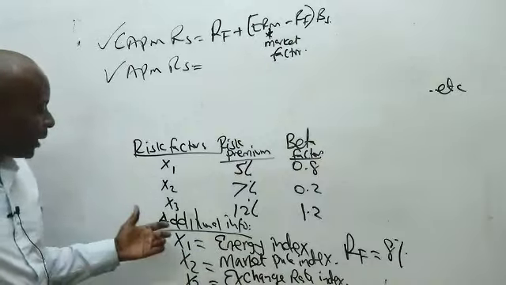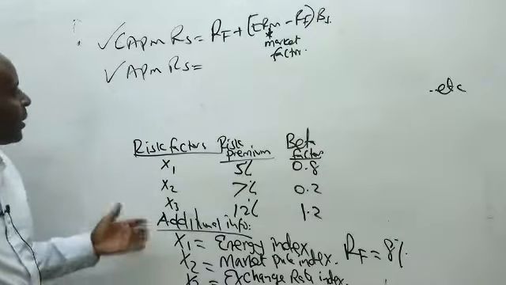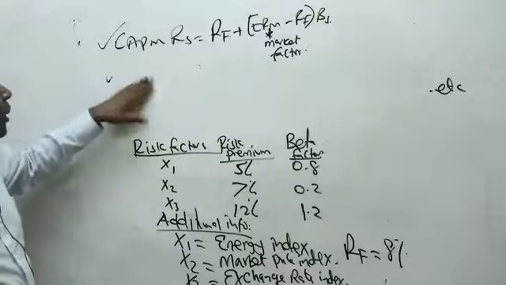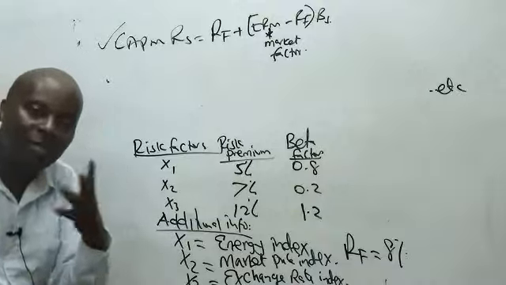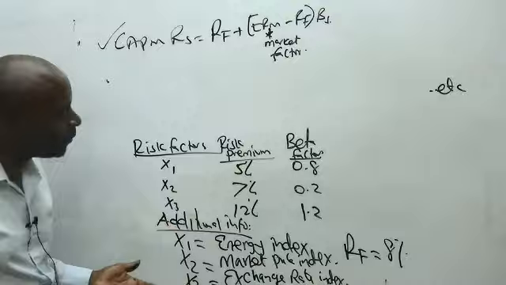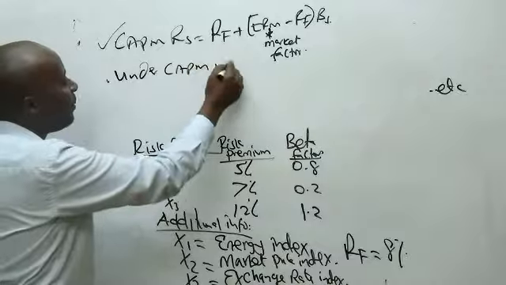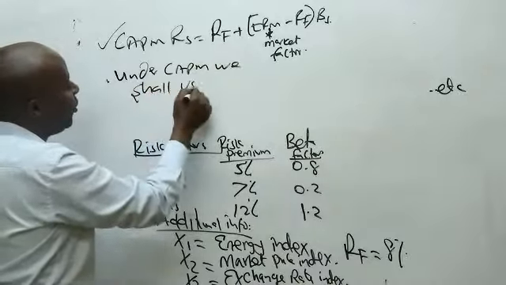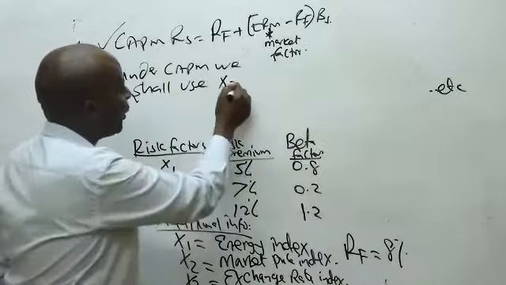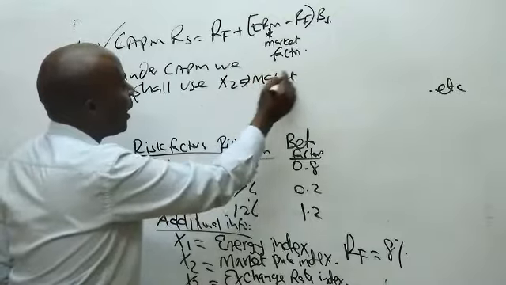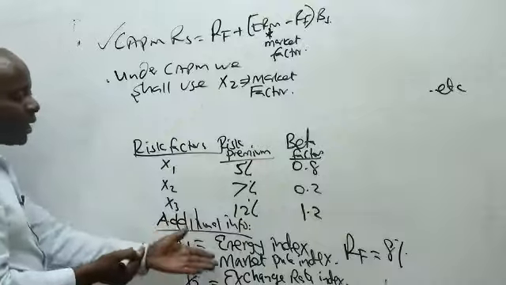So under KASNEB, there is no way you can talk about X1. Under KASNEB, we are only talking about the only factor which is reflective of the market prices of shares. So in this case, under KAPM, we shall use X2, which is the market factor, the market price factor, market price index.